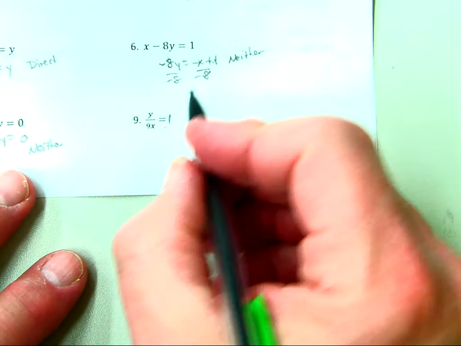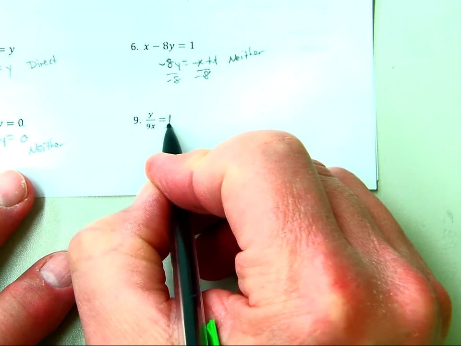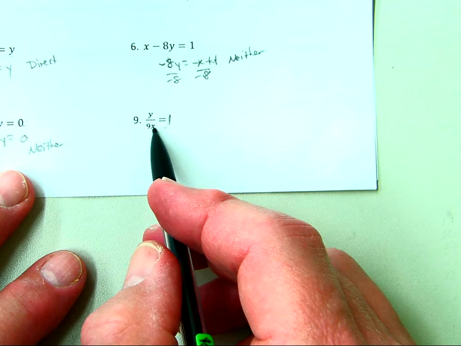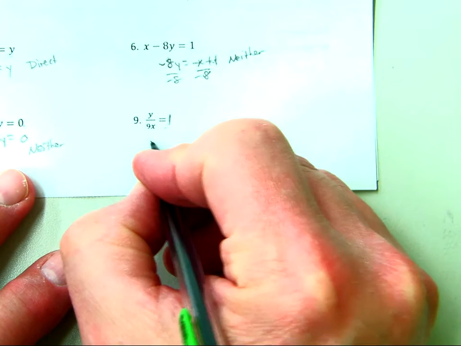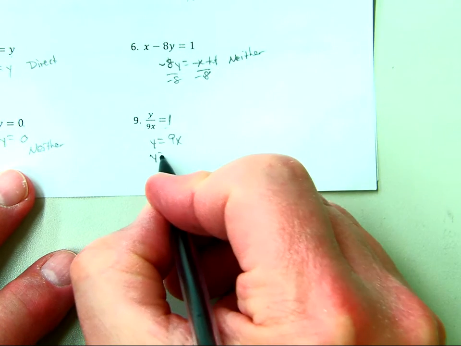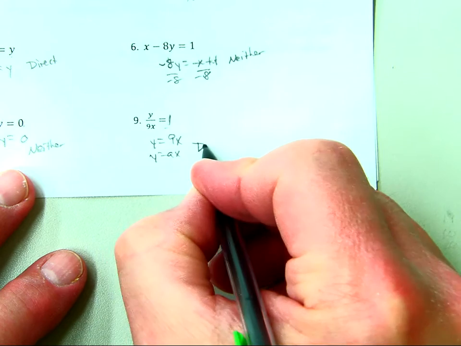This last one, there was supposed to be a 1 on here. I left that out. That's a typo. It should be y over 9x equals 1. Well, here, if we multiply by 9x, we get y equals 9x. Do you see that's like y equals ax? So that's a direct variation again.